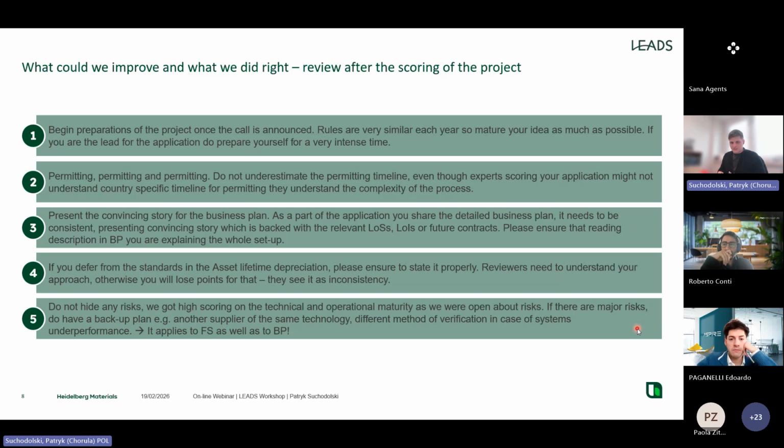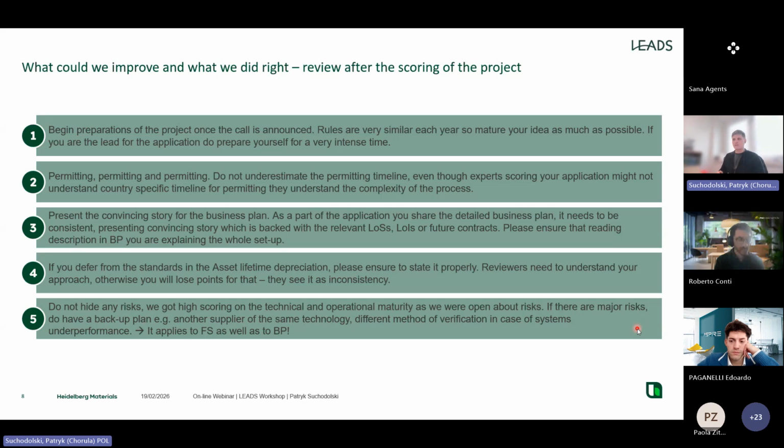The second point, permitting. This is very important. Do not underestimate this. Experts who are scoring your project might not be experts in your local permitting processes. However, they understand how complex it is. They see what the lessons learned from the previous projects are and what the delays in some projects are, and why there are some delays, mainly because of the permitting issues.